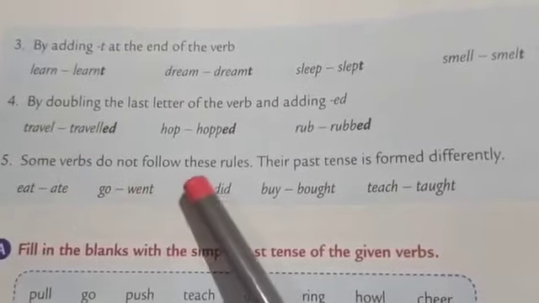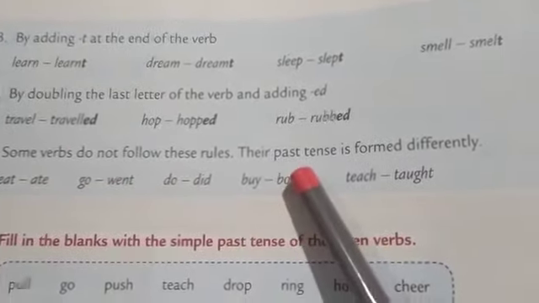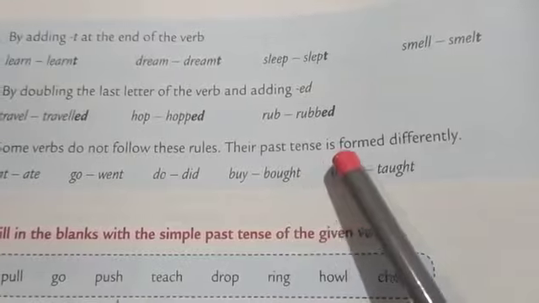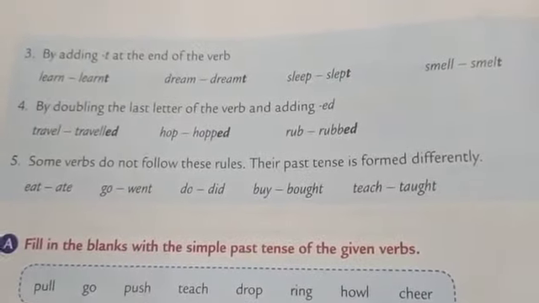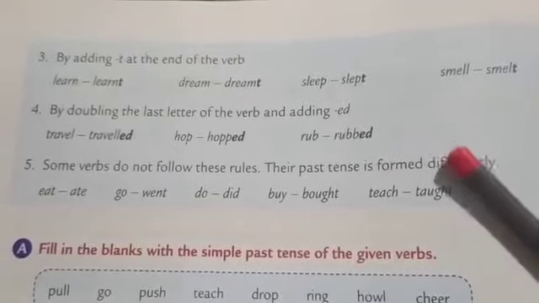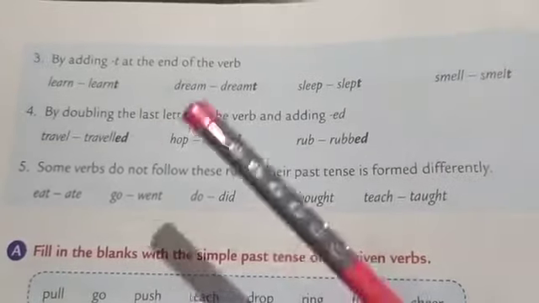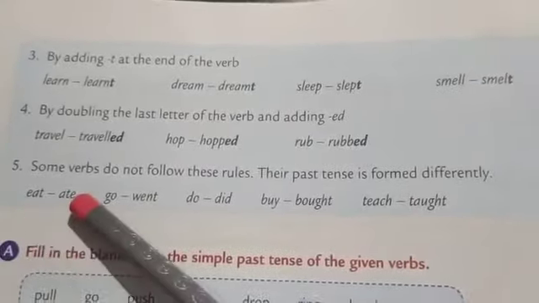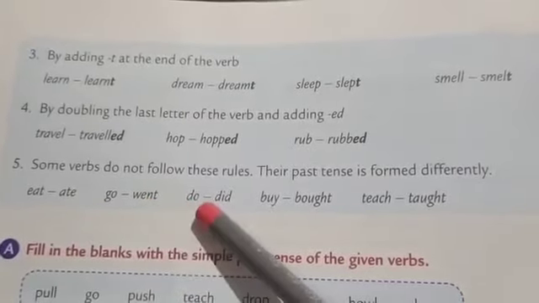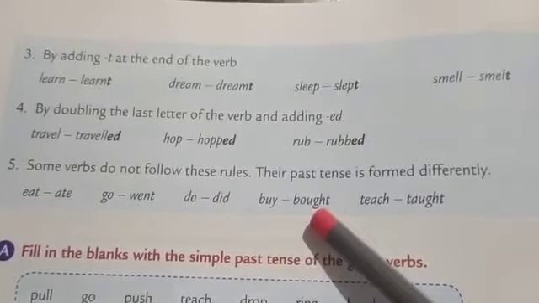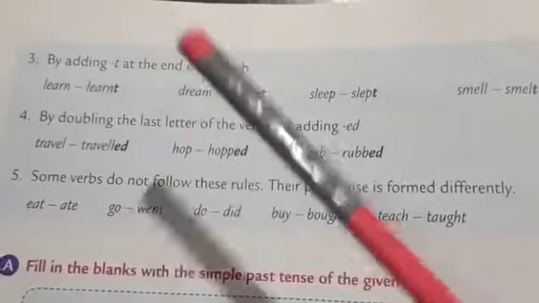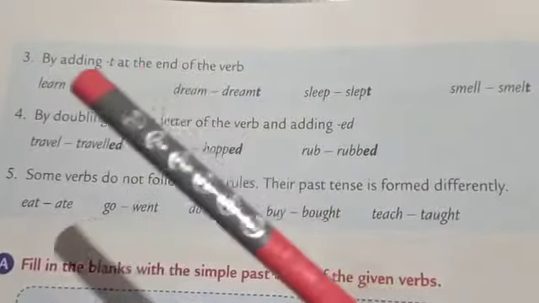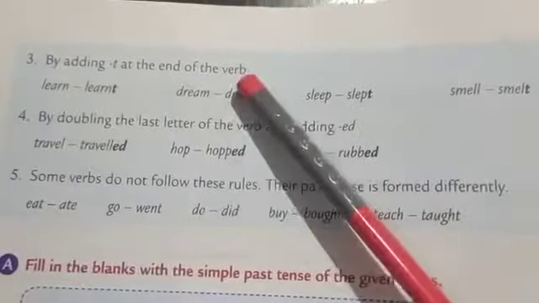Some verbs do not follow these rules. Their past tense is formed differently. Sometimes it doesn't follow any rule and their past tense is different. So here you see eat becomes ate, go, went, do, did, buy, bought, teach, taught. So this is how we can change the verb to the simple past tense.